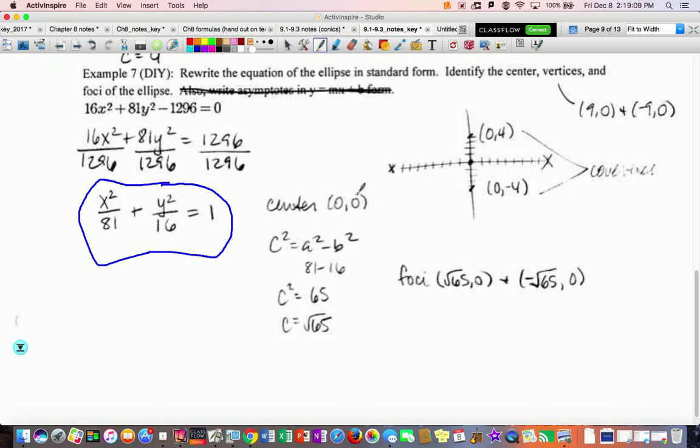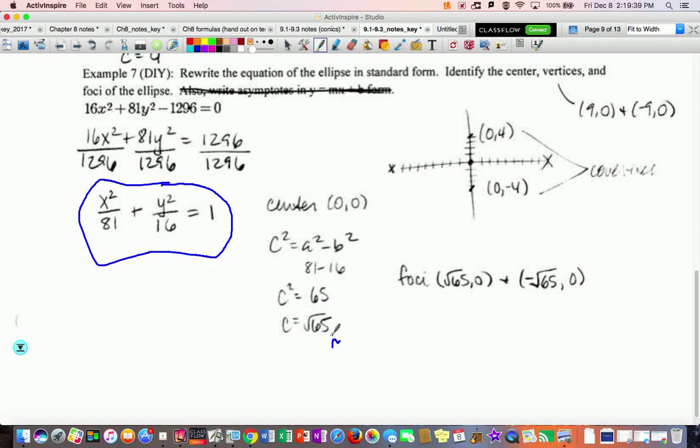So now the center is at (0, 0), so right at the origin. You'll go to the right and left 9. So right 9, left 9, you get (9, 0), (-9, 0). Up and down 4, so square root of 16. You go up 4 and down 4. And then your c squared formula helps you find the foci. So 81 minus 16 is 65, so c is the square root of 65.